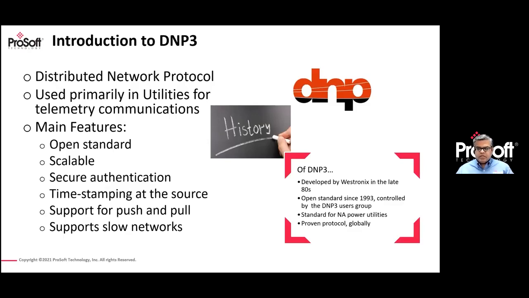In terms of history, the DNP3 protocol was developed around the late 80s. It was actually developed by a company called Westronics here in North America, in Canada, actually. It has been an open standard since 1993, which is controlled by user groups, so it's very vendor independent. It is the standard for North American power utilities. In fact, here in North America, over 90% of the power utilities use DNP3. It's a proven protocol globally.